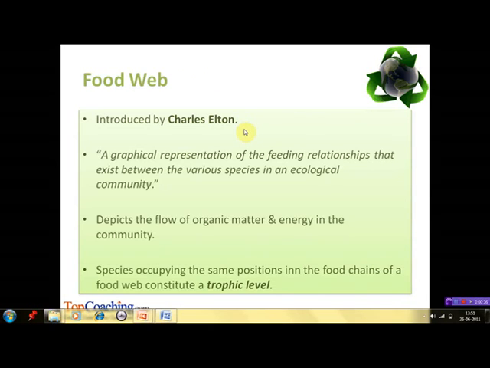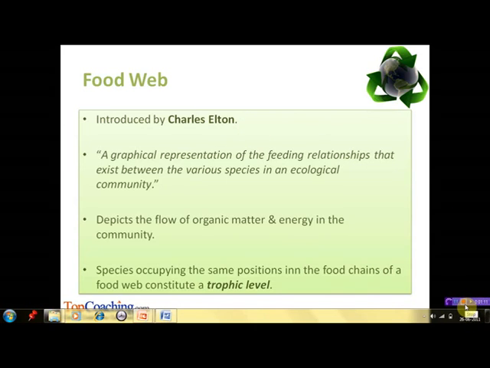We can define food web as a graphical representation of the feeding relationships that exist between the various species in an ecological community. The food web depicts the flow of organic matter and therefore also the flow of energy among the various species of the community as a result of the feeding relationships that exist between those species. All the species which occupy the same positions in the food chains in a food web constitute a trophic level.